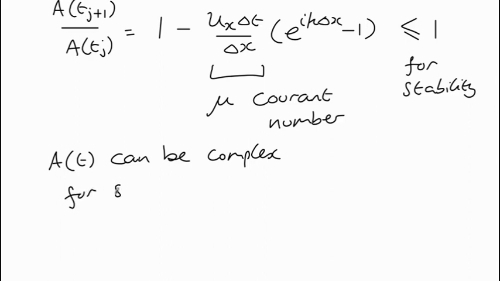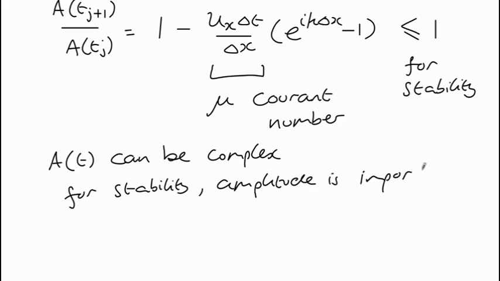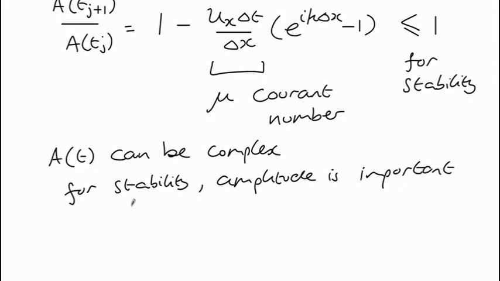So for stability, the amplitude is important. We just care if the wave is growing or shrinking. We don't necessarily care about the phase at this point, although the phase is important because it will change how the wave propagates. So the speed of the wave in the simulation can be different from the speed of the wave in the physical system. What we'll do for now is calculate the mod squared value of this, so this times its complex conjugate. This will make things easier for the analysis.